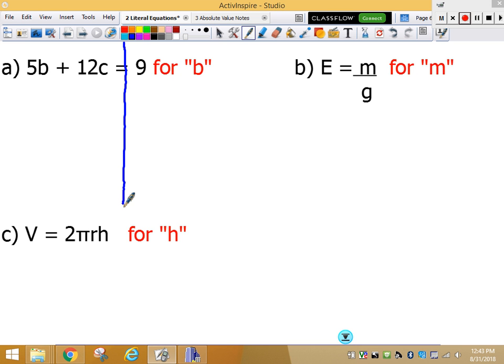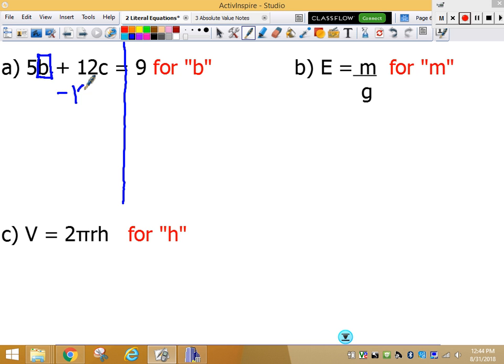I want to get B by itself. So let's look over here. What do I want to move? I need to move the 5 and I need to move the 12C. Now, which do I want to move first? Well, remember, the 5 and the B are attached. So that's the last thing I want to move. So I want to move 12C.